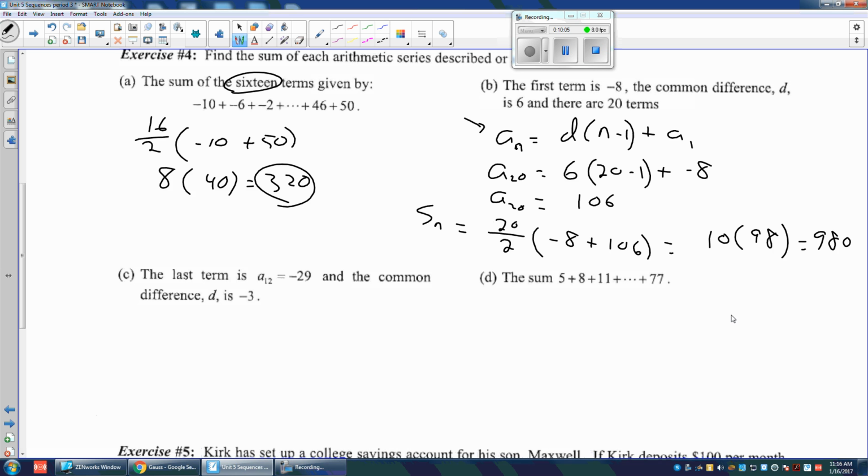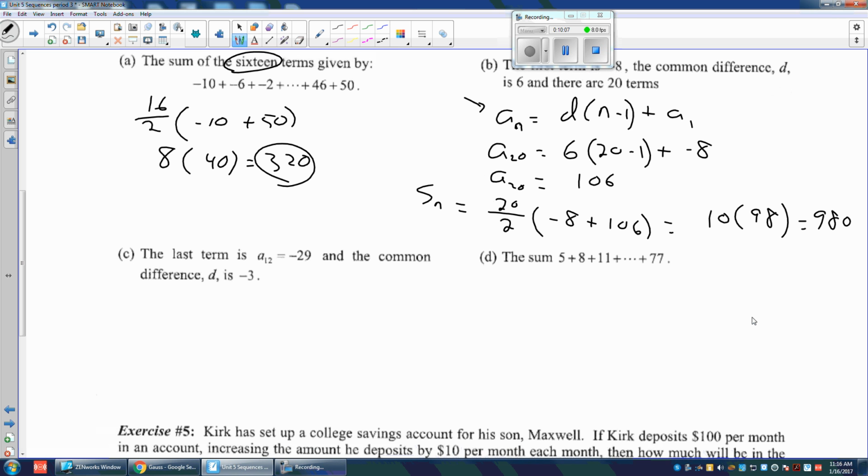The last term is the 12th term, and it's negative 29. The common difference is negative 3. So we still have to use what formula? Let me see a formula. What formula are we going to use? Question. Oh, yeah. We're going to use this one that we just had up here.